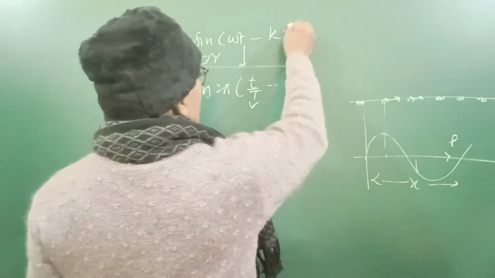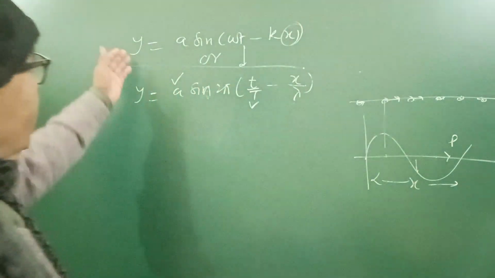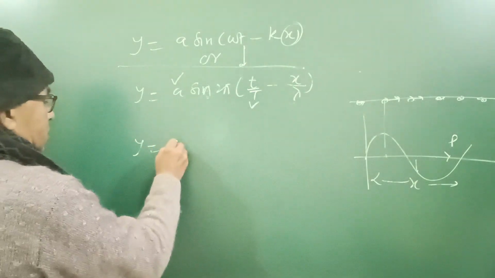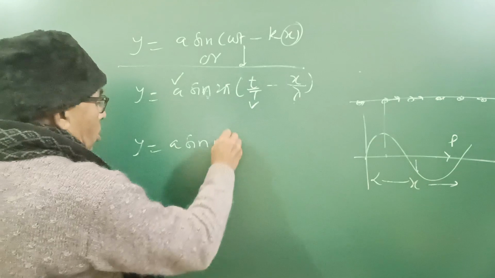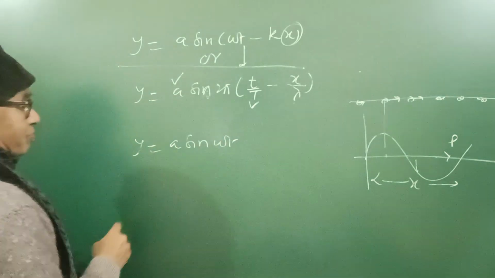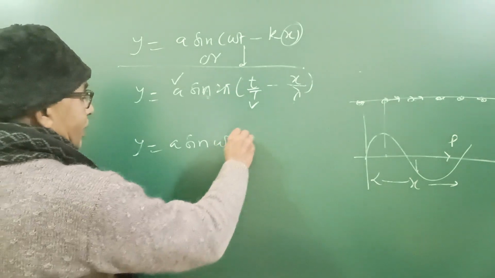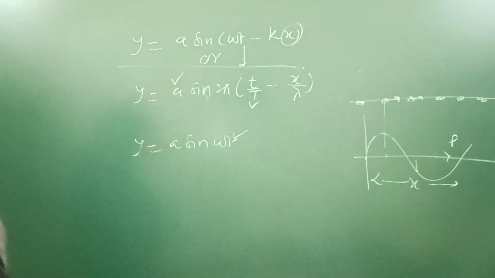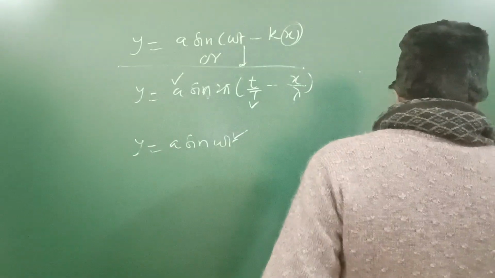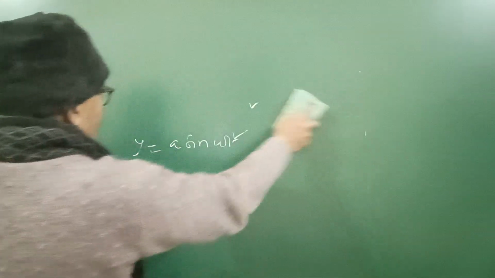If we put x equal to 0, we get only y equal to a sine omega t, which means y is the displacement at origin at time t. We have learned this in SHM. So please think over it, what we are doing, what is the message, and why it is called the equation of progressive wave. I told you phase.